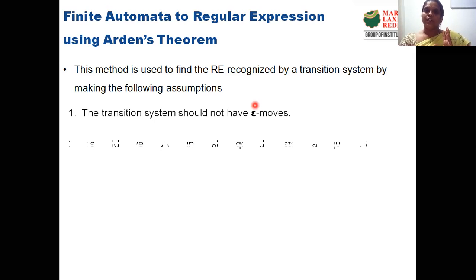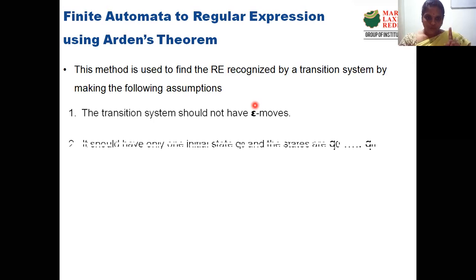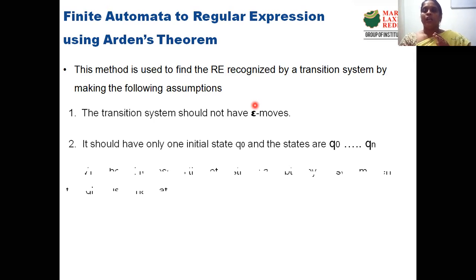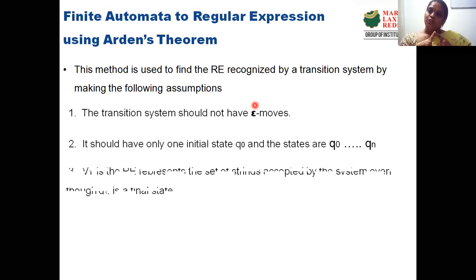Then the second point is there should be only one initial state, say Q0, and all the states are labeled Q0, Q1, Q2 and so on up to Qn. And we are also taking a new variable here, known as V1, which is the regular expression representing the set of strings accepted by the transition system, that is, the finite automata, if you are having a final state here.